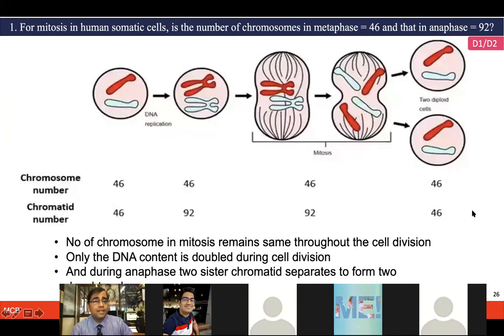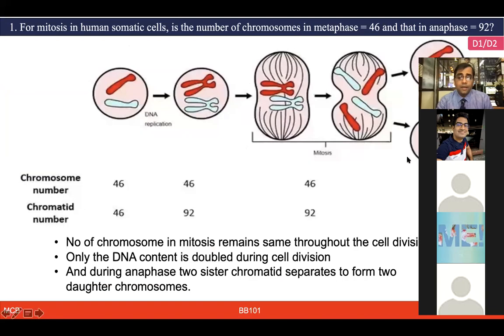Another question is: for mitosis in the human somatic cell, is the number of chromosomes in metaphase 46 and in anaphase 92? To simplify that, we have put together this table, which you can now see, showing how chromosome numbers and chromatid numbers vary in different phases. The number of chromosomes in mitosis is going to remain the same in all the stages of cell division. Only DNA content is getting doubled during cell division. And during anaphase, the two sister chromatids are going to separate, which you have seen, and form two daughter chromosomes.